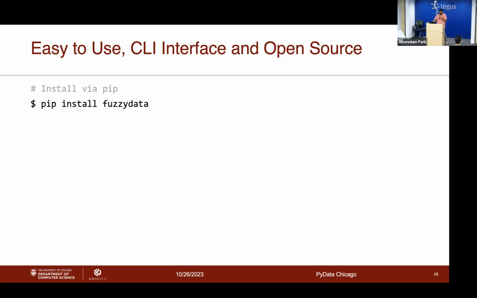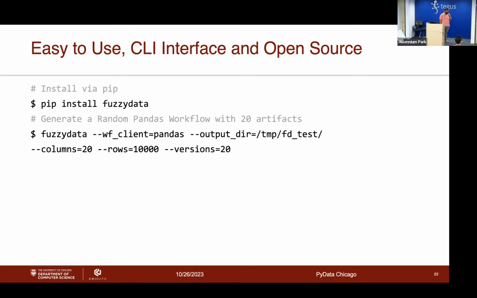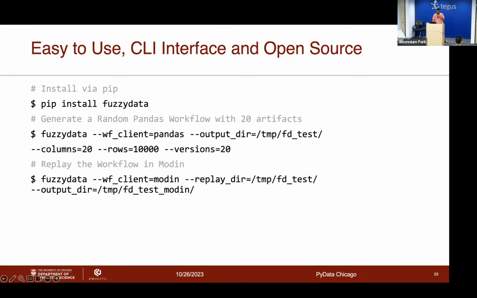So you could just say pip install fuzzy data and then say create a pandas workflow where you're starting with a data frame that has 10,000 rows and 20 columns, and create 20 versions, like run random operations and create 20 different data frames from that initial data frame. And then you can take that workflow you generated and replay it on a different client, right? So replay it on Modin and see what this was.